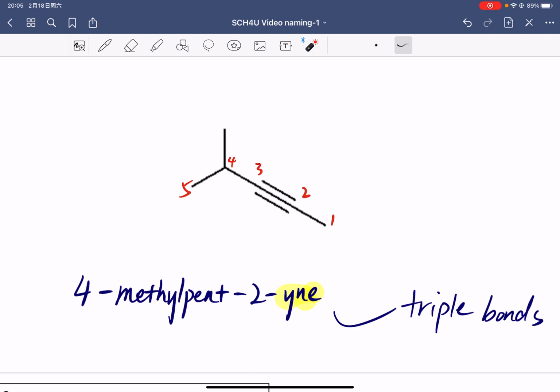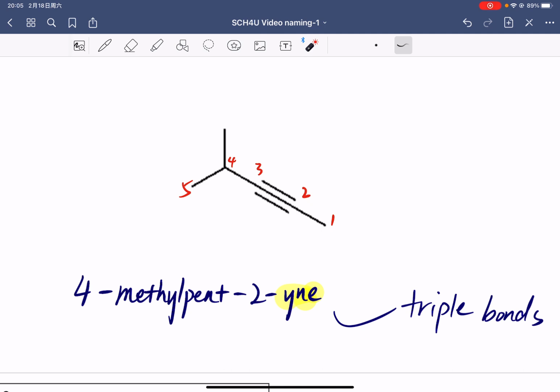Okay. So we also have to ensure that the ending of the name will have the lowest naming number, which is where the triple bond appears. So we have to ensure our triple bond has the lowest naming number. If we choose this way, 1, 2, 3, 4, 5, our triple bond will be on the second carbon, which is pretty good. But from the other way, it will be 1, 2, 3, on the third carbon, which is higher than this way. So it's not good. We just choose 1, 2, 3, 4, 5 instead.